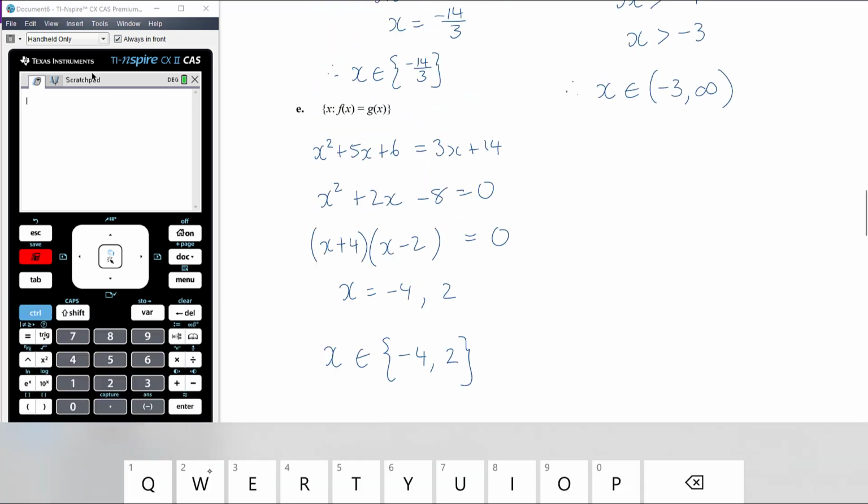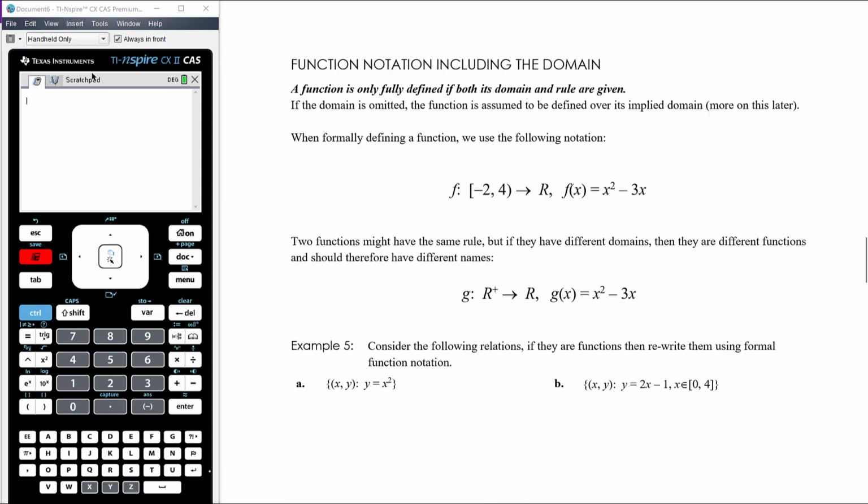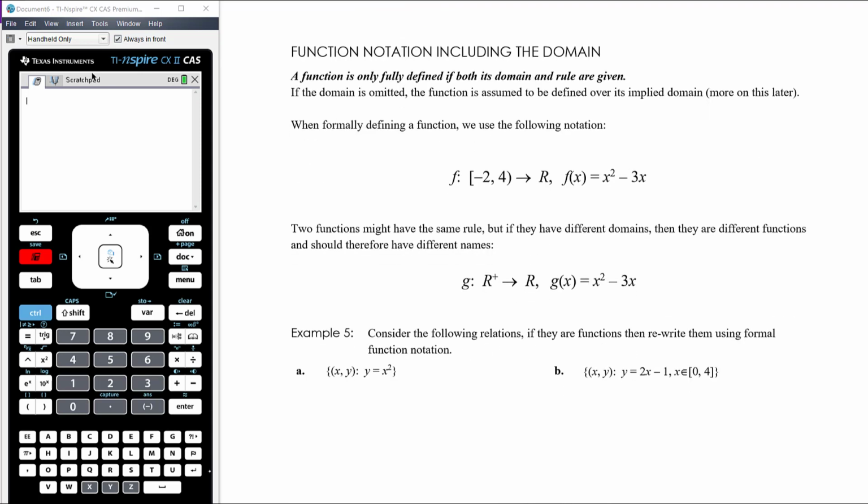Okay, sorry. So then we want to talk about more formal function notation, which we haven't talked about before now. When we define a function, technically it is only fully defined if we give both the domain and the rule. If we omit the domain, then we make assumptions about what the domain is. But technically we should really give the domain. We'll talk more about those assumptions, what we assume if there's no domain given, in the next video.